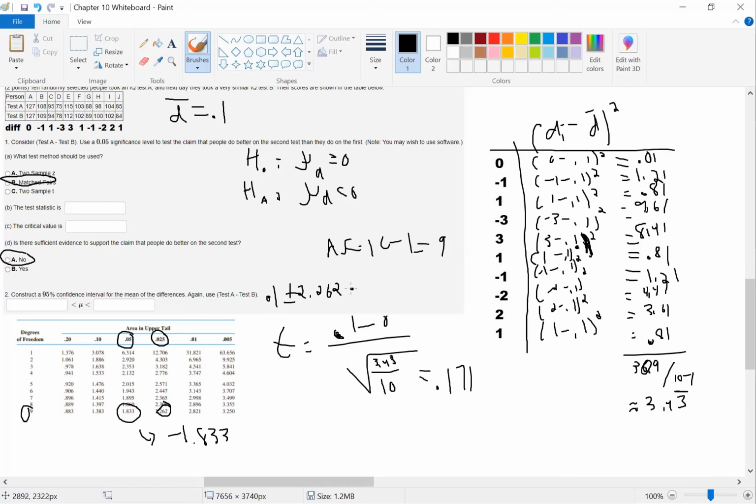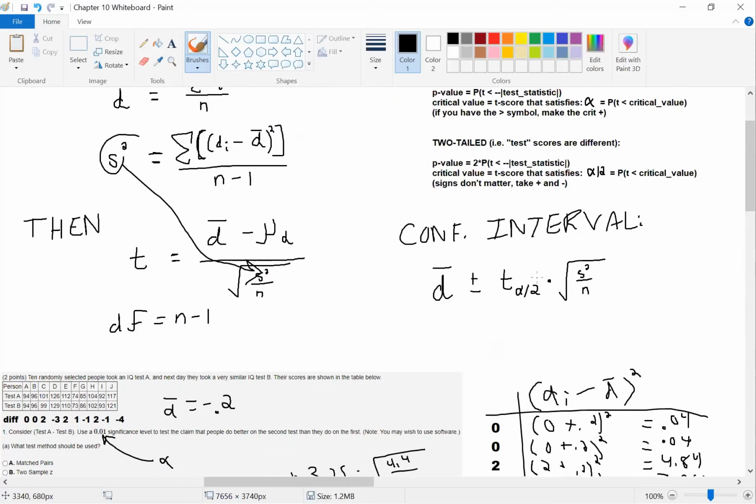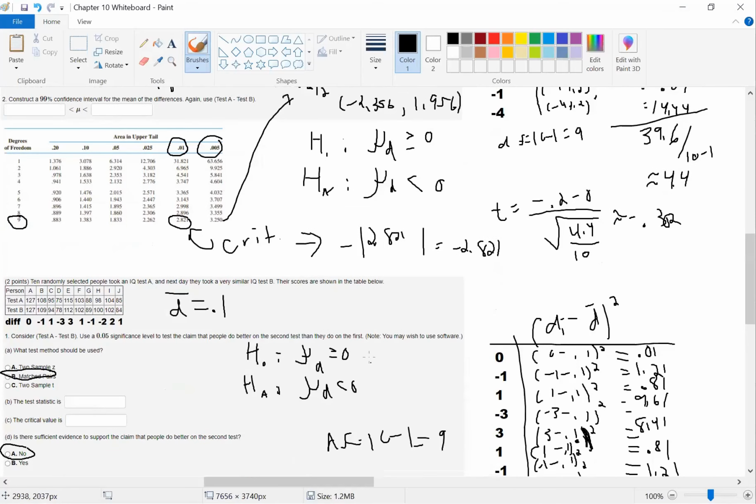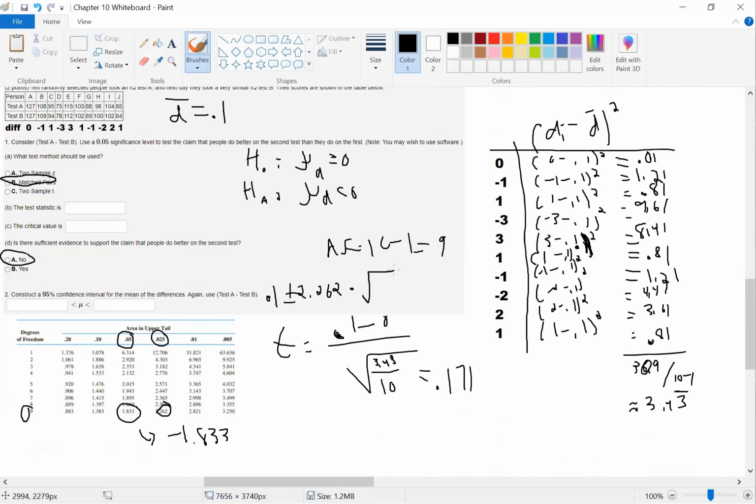So now we're doing 2.262 times square root of s squared over n. So square root of 3.43 and so on, over 10. We'll get the positive end of that. So 0.1 plus 2. It was 1.833, I think. Let me check. 2.262, I was right the first time.